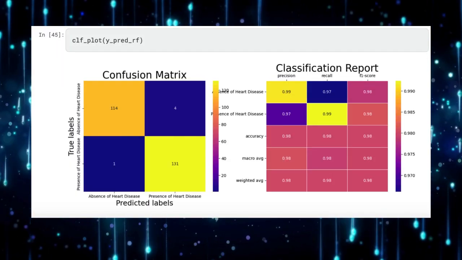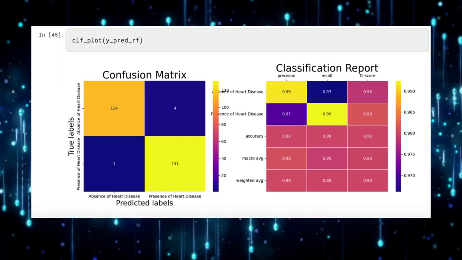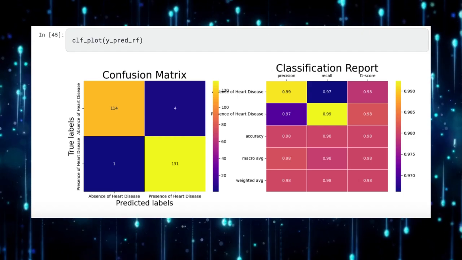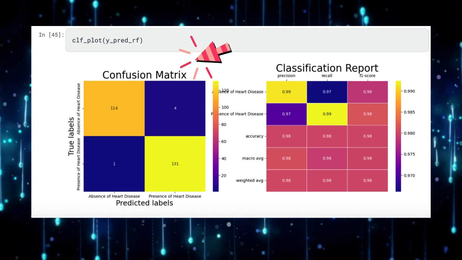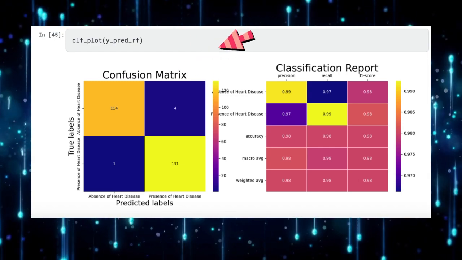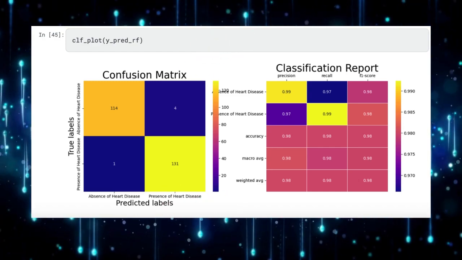We'll be looking at how our random forest model performed in predicting heart disease. Let's go through the results together. Confusion matrix. Starting with the confusion matrix, we can see how well our model did by comparing actual labels with predicted labels. True positive, bottom right, 131.